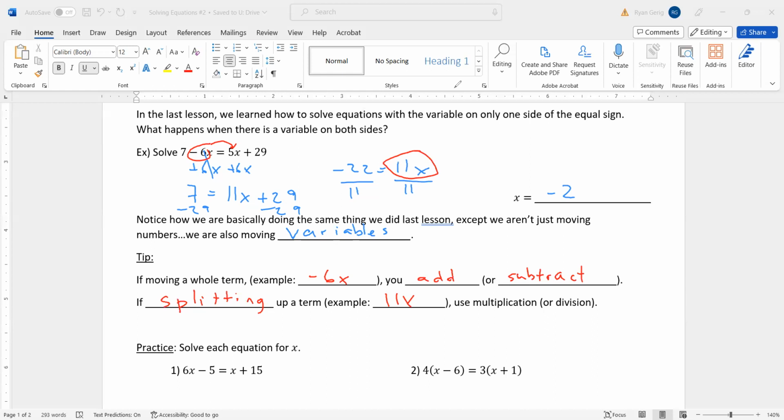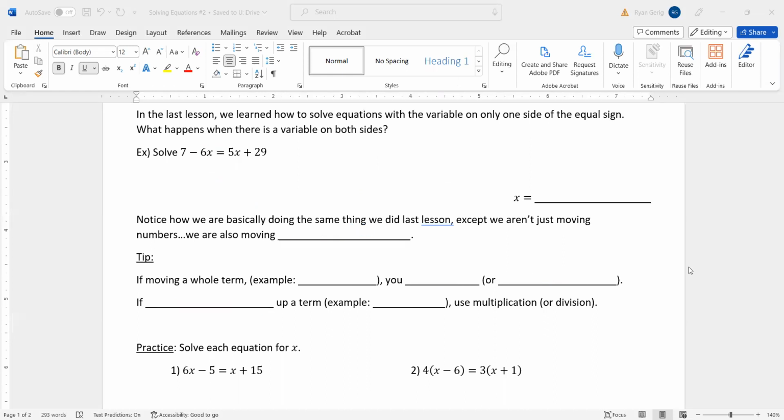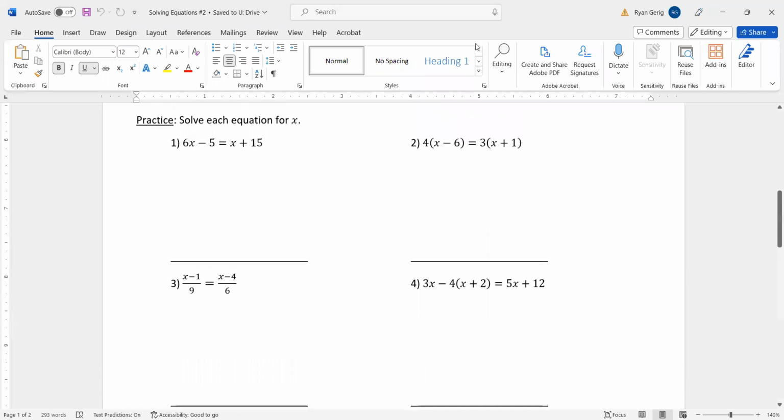Okay, so let's do a few practice problems with this. If you think you get it, like I said in the last video, pause it, try it, and then watch and see if you get it right. If you want to see a couple, keep watching.